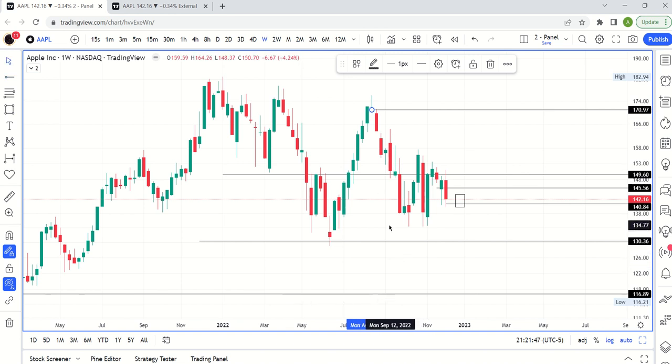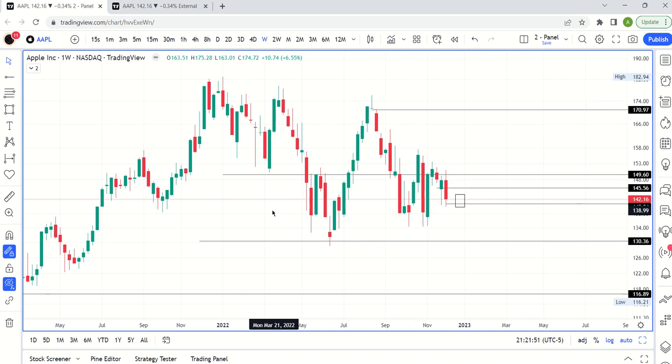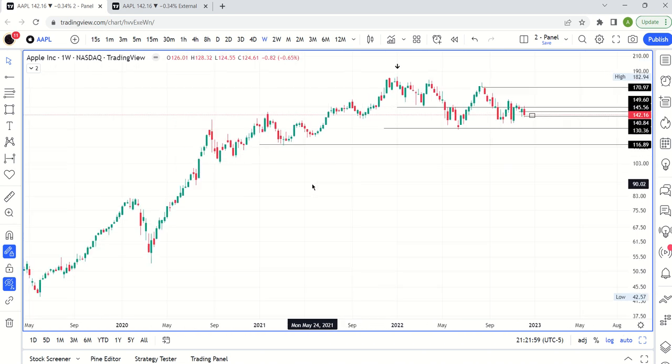So we'll leave it at that. That's our update for Apple. We'll continue to watch this, see how it reacts, depending on how those catalysts play out for the market next week. And we'll report back to see how this thing plays out.